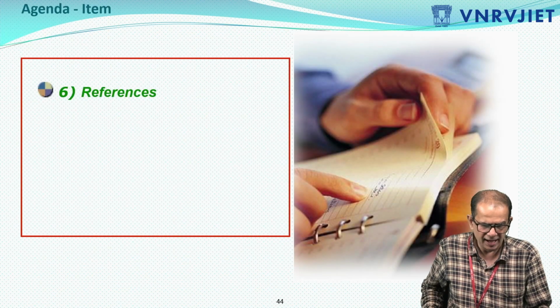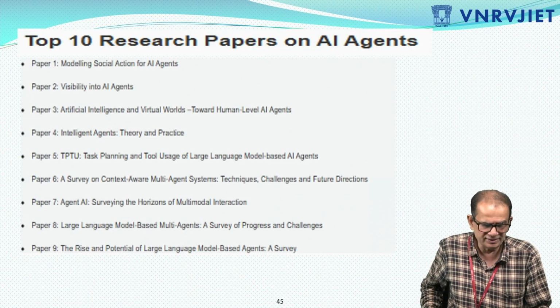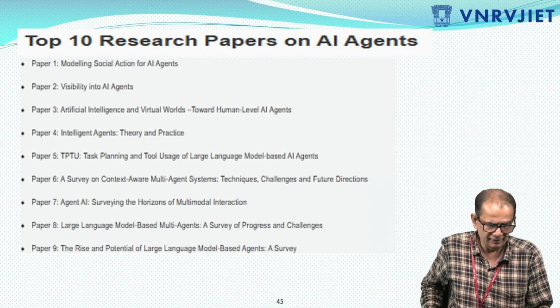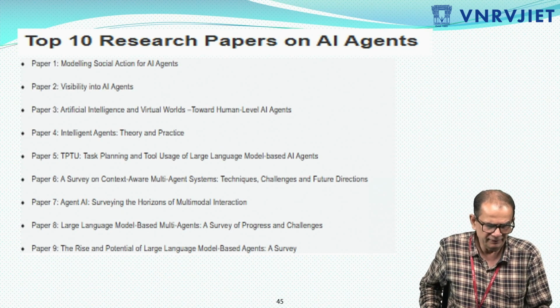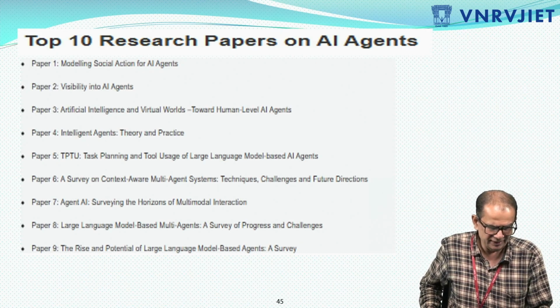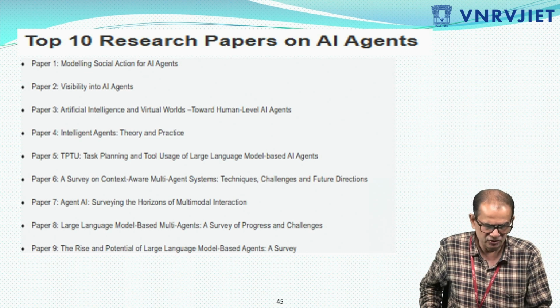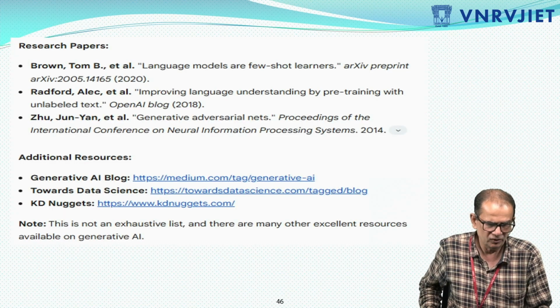To tell you at the end, some of the references we want you to go through are the research papers. We have listed 10 different research papers, and request you all to go through these agentic AI research papers.